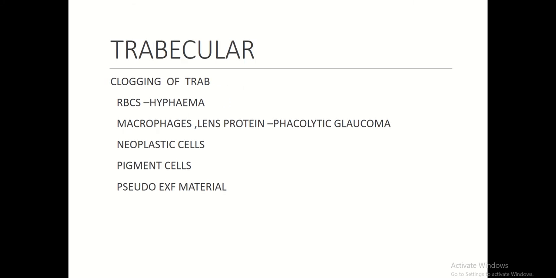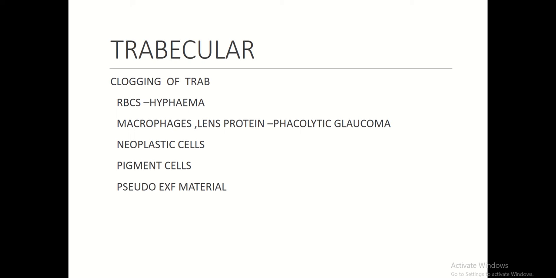So moving on to the trabecular causes. In trabecular causes, what happens is there is a clogging of the trabecular meshwork, which can be by red blood cells as in hyphema. Hyphema is nothing but accumulation of blood in the anterior chamber, and you can have red blood cells which are going and clogging a trabecular meshwork.